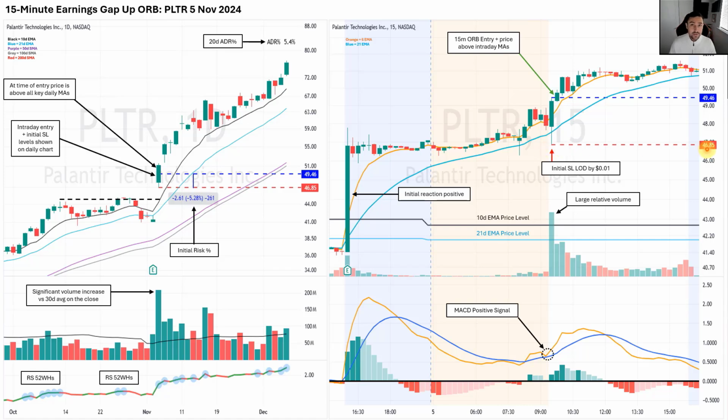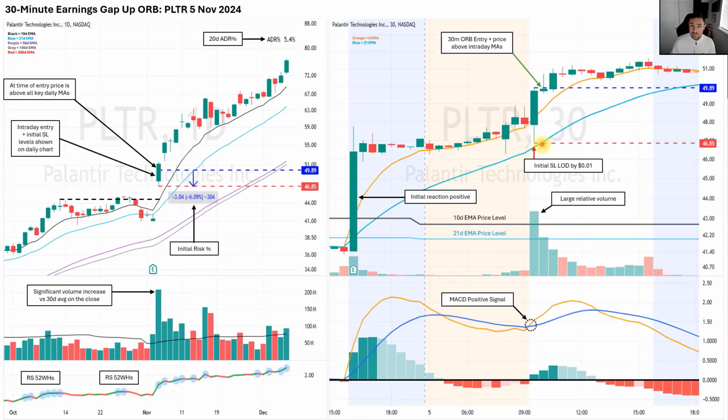Initial stop loss is still the low of the day, which is 46.85 by a cent, but now your risk is 5.28%, relative to a 20-day ADR percentage of 5.4%. It's still below the 20-day ADR percentage. Nice 15-minute first candlestick coming through in here. Price is above the intraday moving averages.